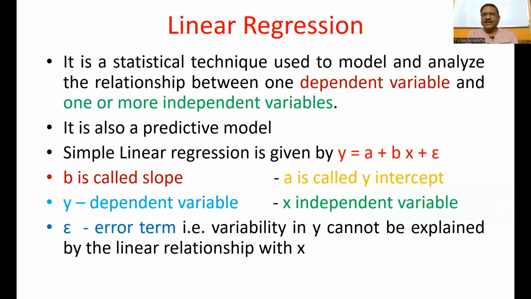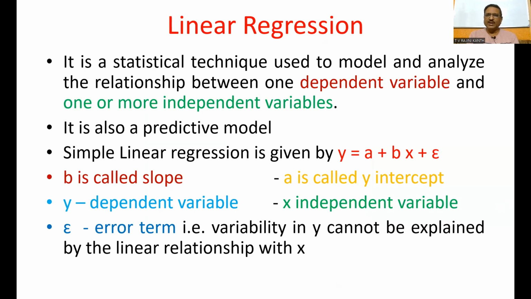So basically, linear regression is a statistical technique. It is used to model and analyze the relationship between one dependent variable and one or more independent variables. In today's session, we are limiting ourselves to one dependent variable and one independent variable. So it is also called a predictive model. Any regression model, we call it a predictive model.